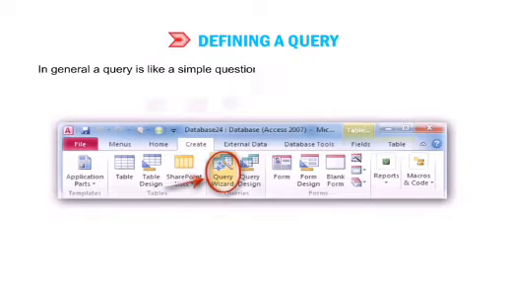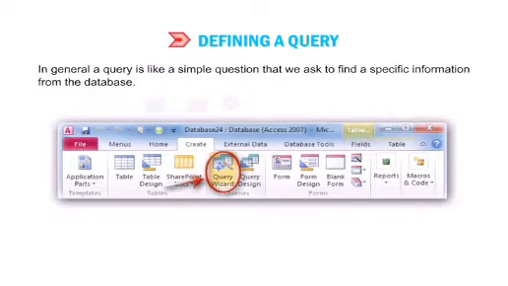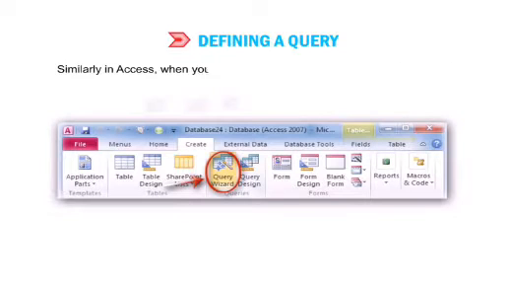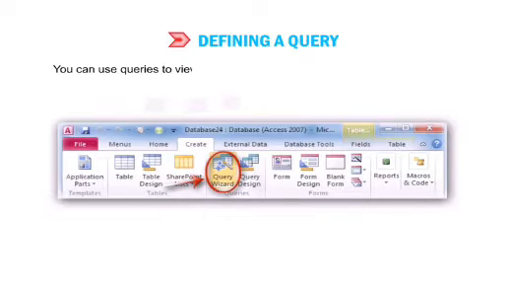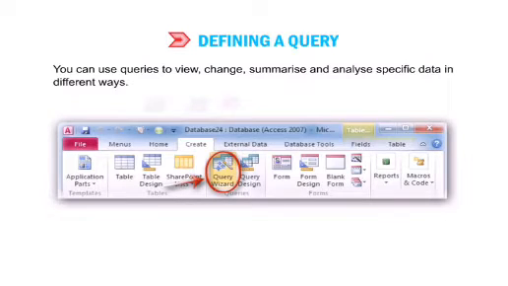First, let us start with how to define a query. A foreign key is a value in one table that must match the primary key of the other table. Similarly, in Access, when you build a query, you are defining specific search conditions. You can use queries to view, change, summarize, and analyze specific data in different ways.